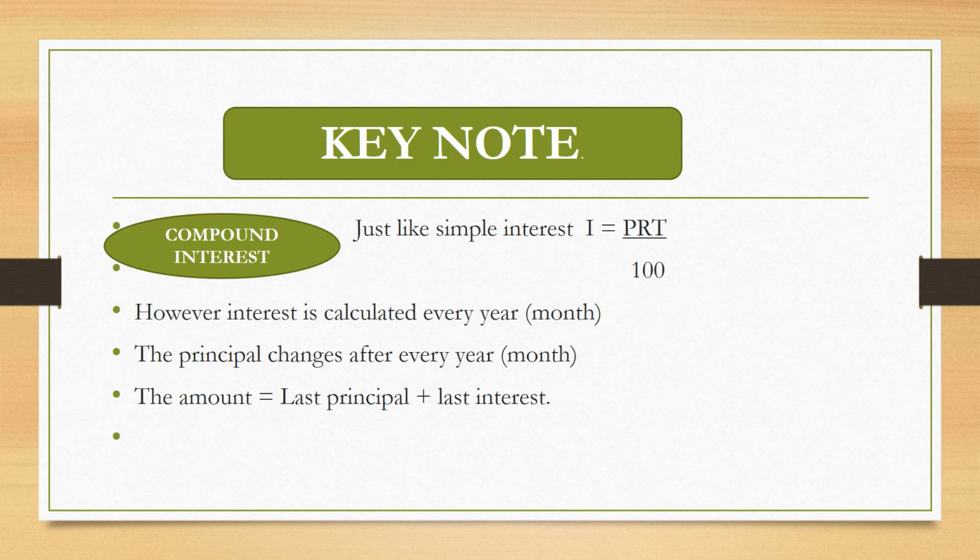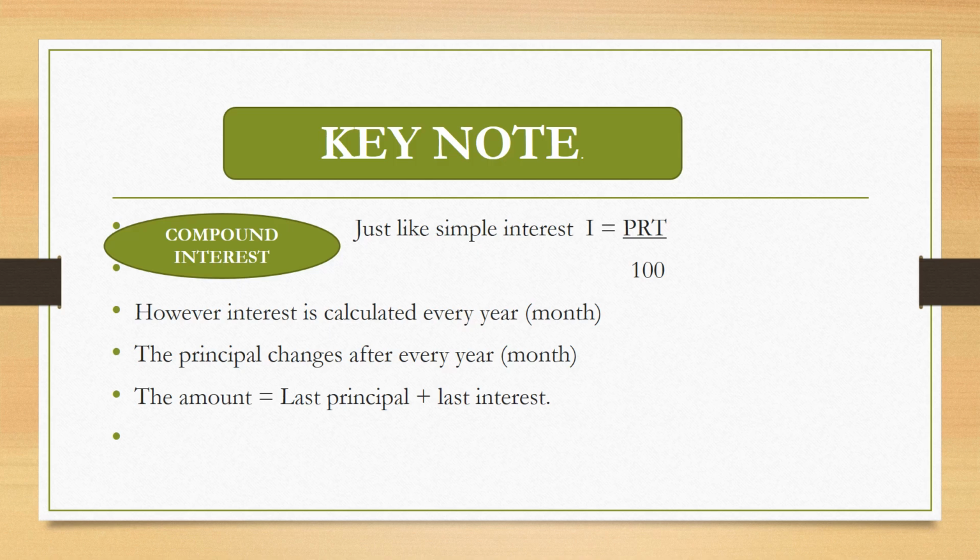Like simple interest, also in compound interest you are going to use the same formula. Just like simple interest, the way to calculate interest is always PRT over 100. However, there's some slight difference. In simple interest, we're calculating it for the whole year. If it is 5 years, multiply by 5. But in compound interest, interest is calculated per year or per month. If they're giving you per month, you'll calculate per month. The principal, you'll find out that it is changing after every year.